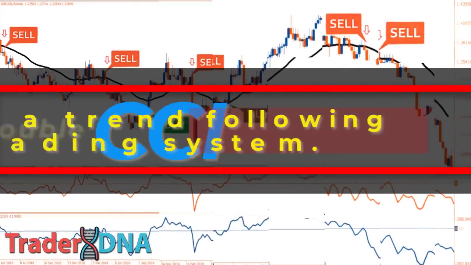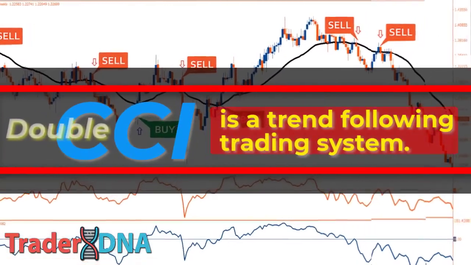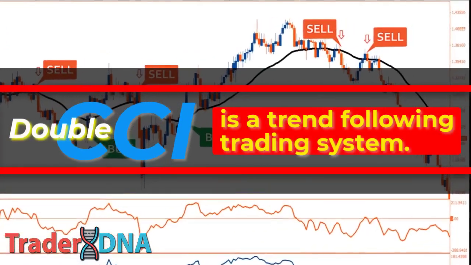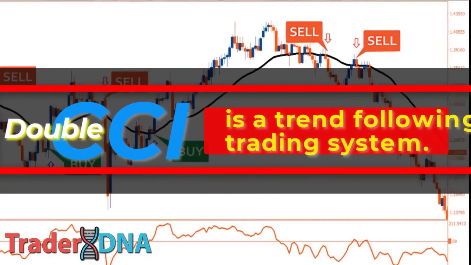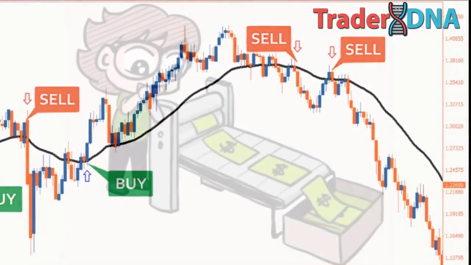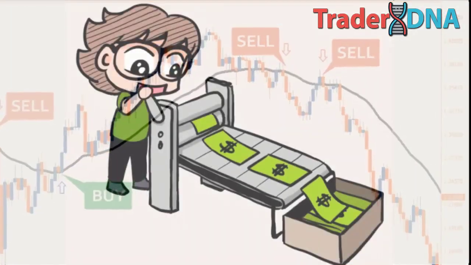The double CCI is a trend-following trading system. Double CCI with 34 EMA is very good at catching the trends of the market very early, and it lets you ride the swing of the market until the end. Double CCI with 34 EMA can become a money-printing machine for you if you follow the rules of the system in a smart way.